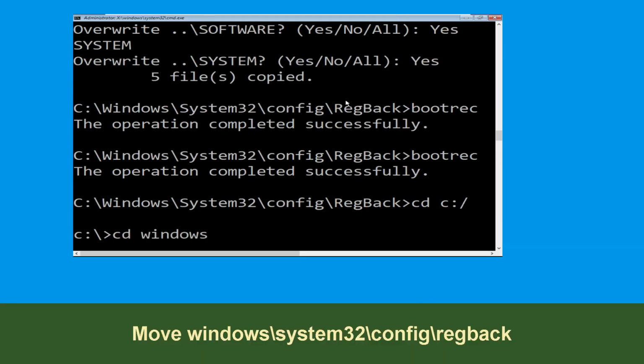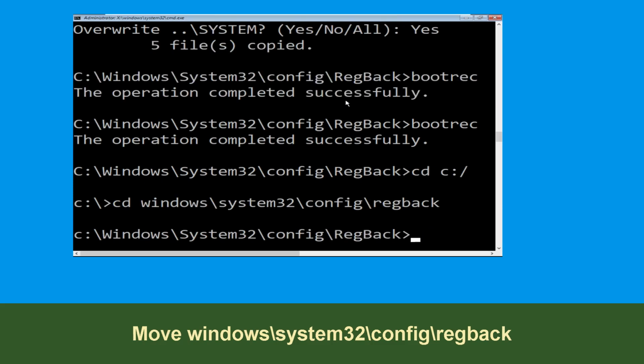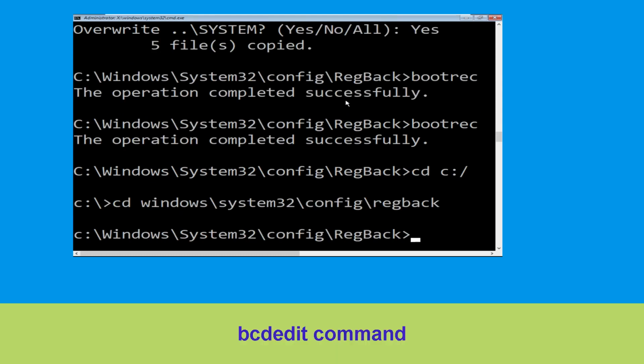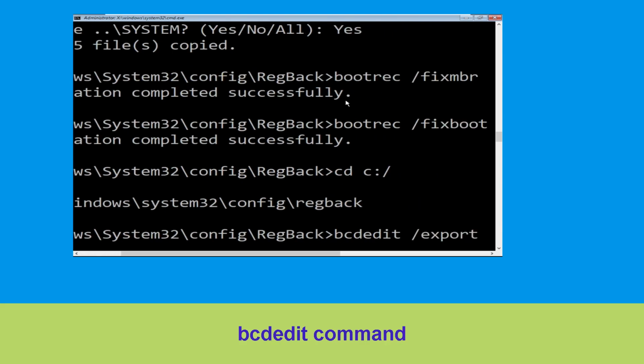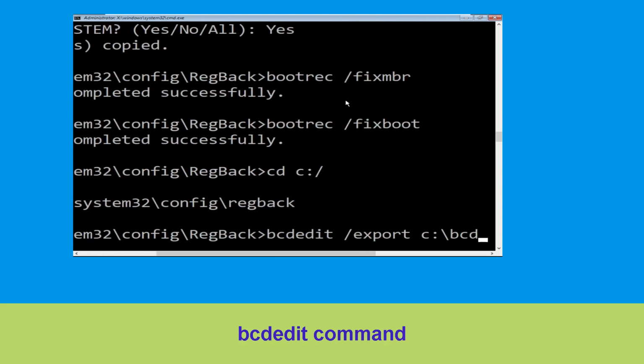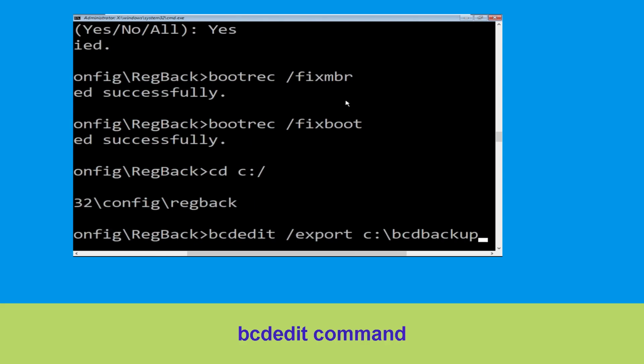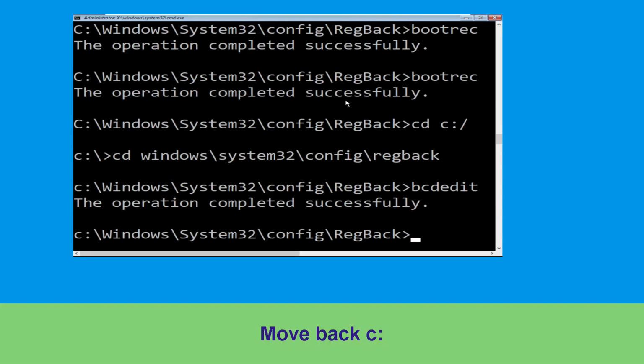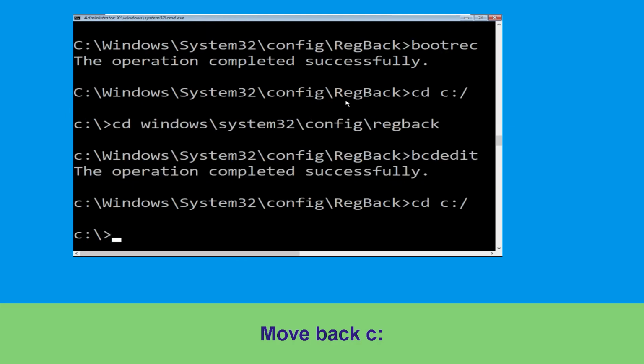Now execute this command. Type cd space Windows /System32 /config /regback, then simply hit enter to execute this command. Now type this command bcdedit space /export space C:/bcdbackup and hit enter. Type cd space C:/ and hit enter.